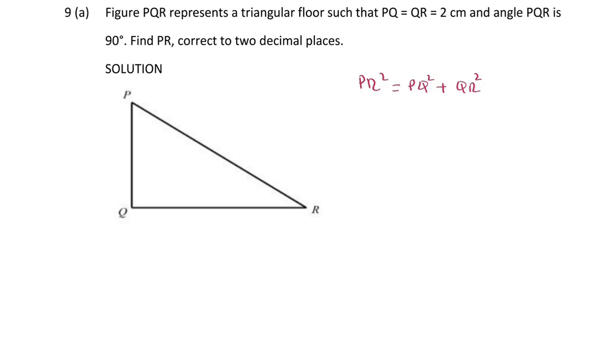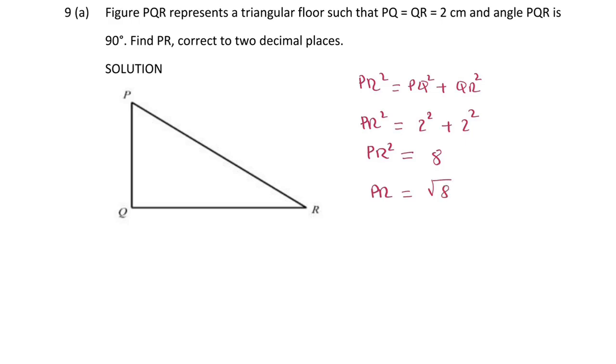Okay, so we have been given PQ is equal to 2 centimeters and QR equals 2 centimeters. So let us substitute these values. Our equation is going to be PR squared equals 2 squared plus 2 squared. Solving this, we are having PR squared equals 8. Okay, so now let us apply the root both sides. Then our equation is going to be PR equals √8.